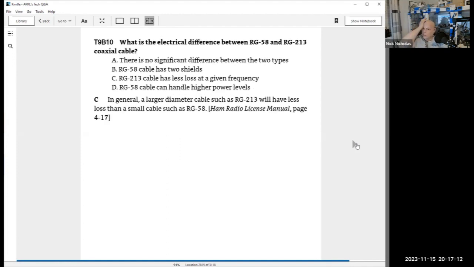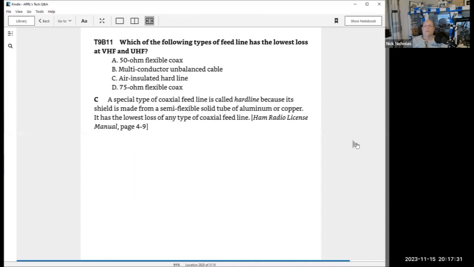What is the electrical difference between RG8 and RG213 coaxial cable? RG213 has less loss at any given frequency because of the way it's designed. It's more expensive, but it offers less loss. That's why it's more expensive.